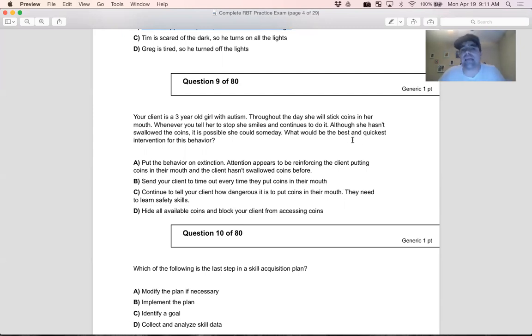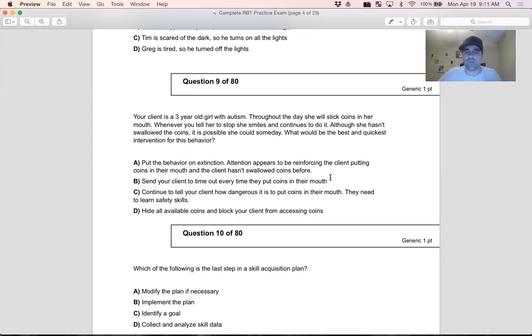Well, that doesn't really tell us much, right? Because the hypothesis is the function is attention. Whenever you tell her to stop, she continues to do it. So sending her to timeout every time they put coins in their mouth doesn't seem to do anything to address that function as well. Would that be quick, or would you need to put her in timeout a lot of times?